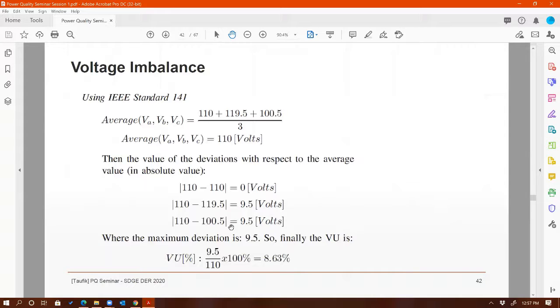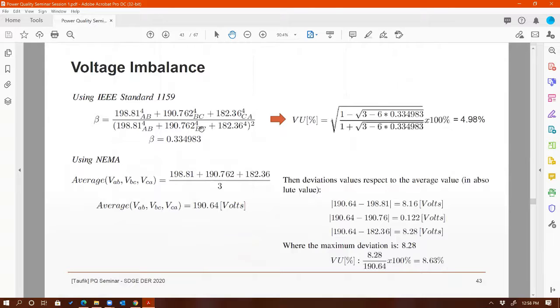You can see that by going through that simple calculation, I know that the maximum deviation from the average is 9.5. And so the percent imbalance would be the maximum deviation, 9.5, divided by the average, 110, right there. So that gives you the percent imbalance. This is the first method using the beta, right? So for the first method, you need to use line-to-line voltages right there to get you beta. Then once you get beta, you plug it into the equation that has beta in it for the first method. That gives you 4.98%.